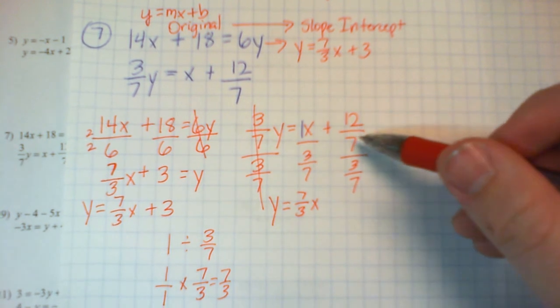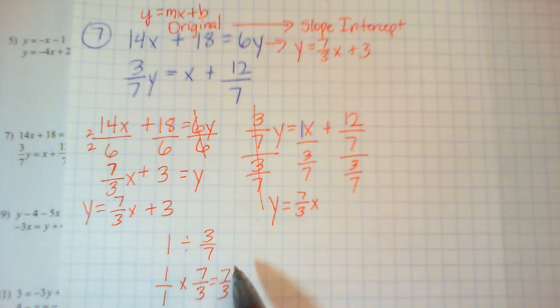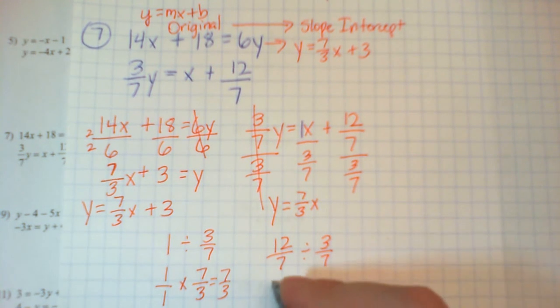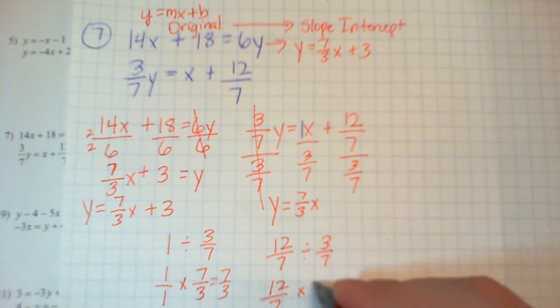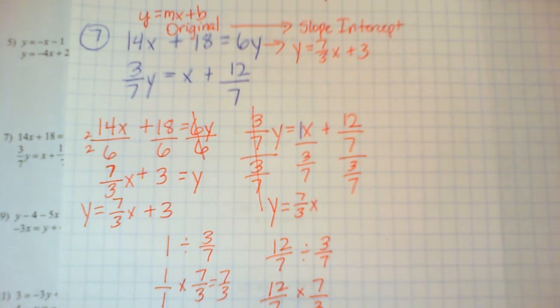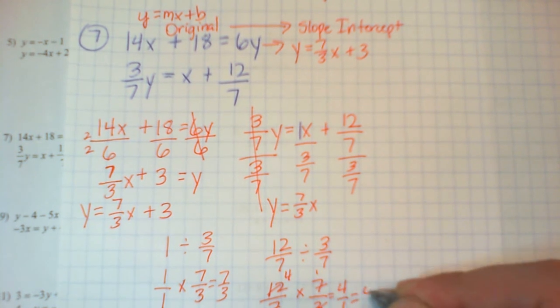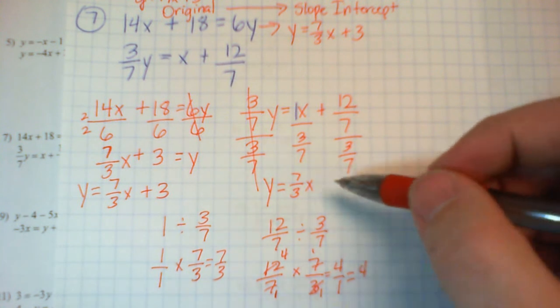Now we have to work this last problem, 12 sevenths divided by 3 sevenths. I'm going to encourage you to do the same thing. Bring it down here and say 12 over 7 divided by 3 over 7. So bring the first one down, change the sign to multiplication, and do the reciprocal. So now I have 12 times 7 and 7 times 3. So when I'm looking at this, I could actually cross reduce here, because 7 will go into 7 once and once, and then 3 will go into 12 4 times, and 3 will go into 3 once. So I'm left with 4 over 1, which becomes 4. So this is going to be plus 4.